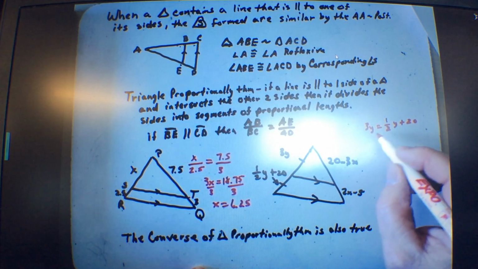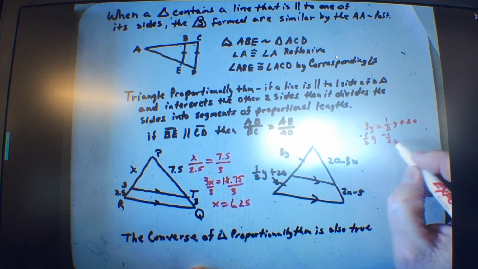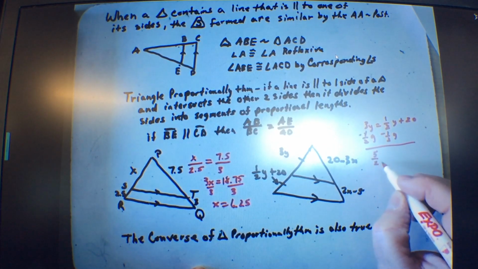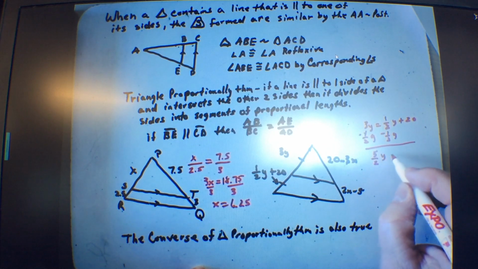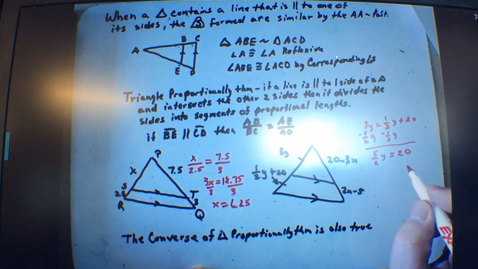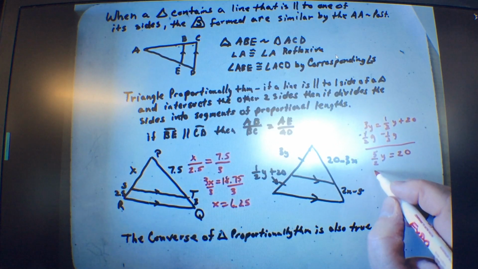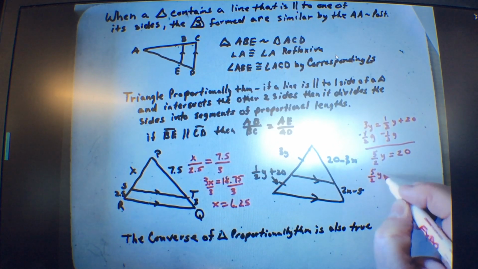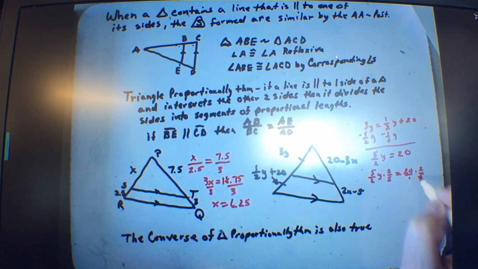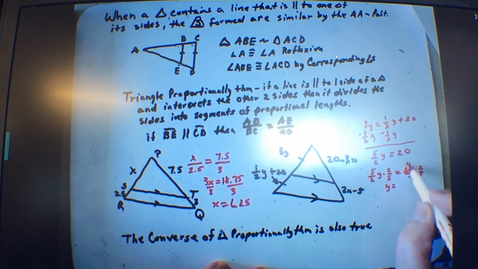So if we subtract 1/2 y from both sides, we get 2.5, which is 5/2, right? 5/2 y equals 20. And I'm going to multiply by the reciprocal on both sides. So I get 5/2 y times 2/5 equals 20 over 1 times 2/5. That leaves y equals 8.